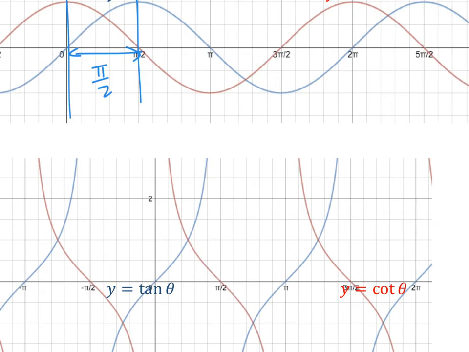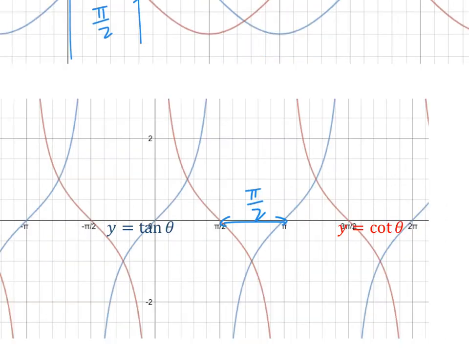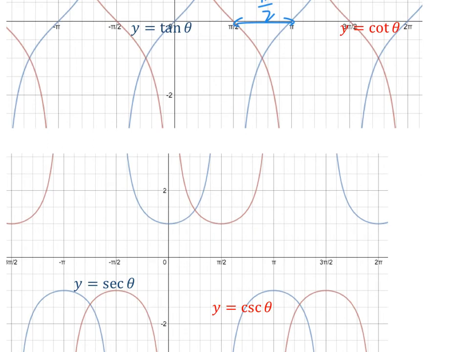What about tangent and cotangent? How far apart are they? There's a flip, but if you flip it over, how far apart are they? Yeah, pi over 2. And then the third one, if you look at secant and cosecant, how far apart are they? Pi over 2. So you can see everything is offset by pi over 2, right?